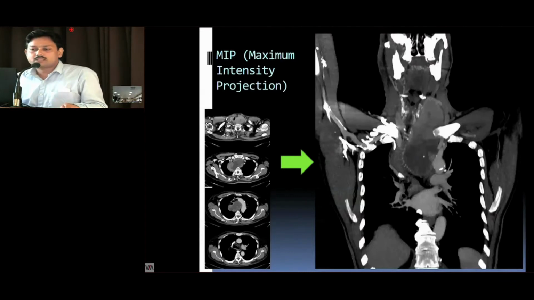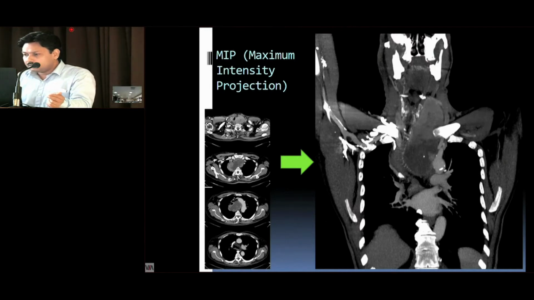Another technique is called maximum intensity projection. In this, we highlight the high density structures only. Like in this case, we have highlighted the vascular structures, bones and vessels. They are seen nicely. So in the maximum intensity projection images from the same data, we highlight the high density structures and suppress the low density structures. So by this technique we see the vessels and bony structures better. In this case we can see how the vessels are deviated on each side and their relationship with the mass. So this technique is useful for seeing the vessels.